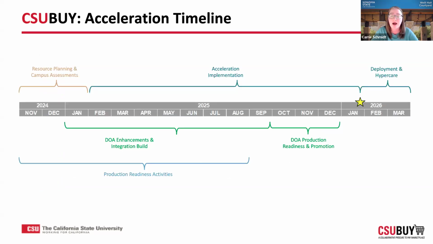This slide shows our high-level timeline. The 14 campuses that are part of the acceleration project are currently in the implementation phase, with readiness and deployment activities scheduled through early 2026.